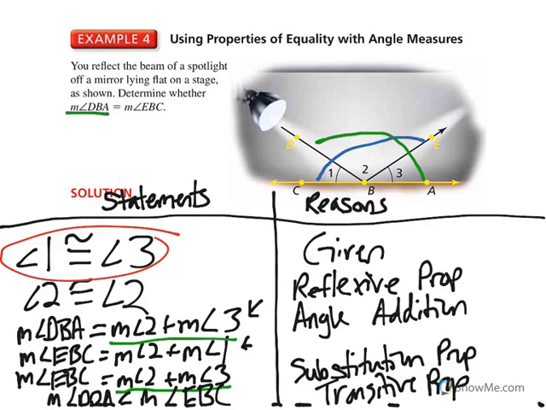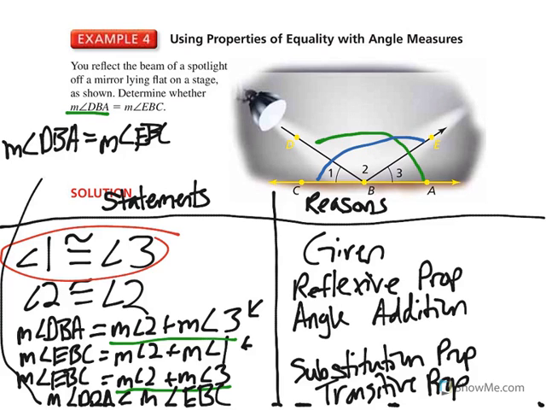Okay, so if you couldn't read that up here, all I wrote down was the measure of DBA is equal to the measure of EBC due to transitive property. That's all that part says. So I got to what I was trying to determine right here. This is what we're trying to prove. I reached that conclusion, so yes, it would be true. We determined that DBA is equal to EBC.